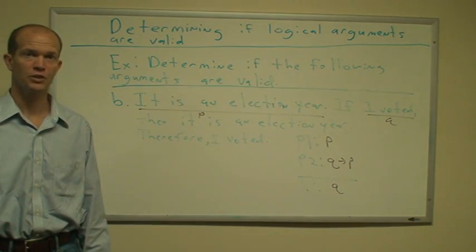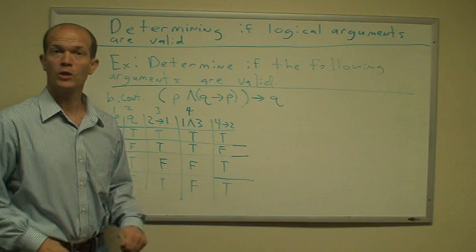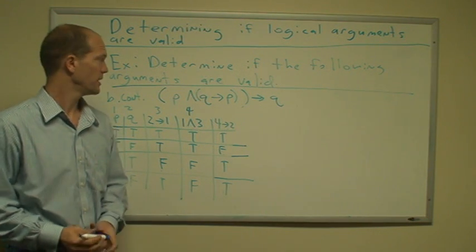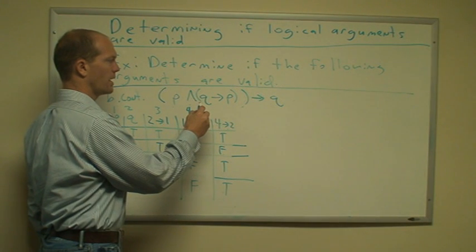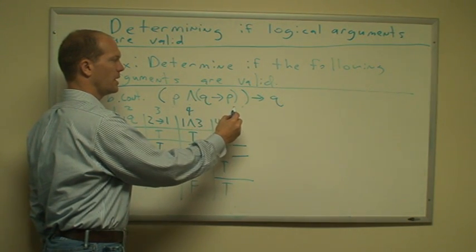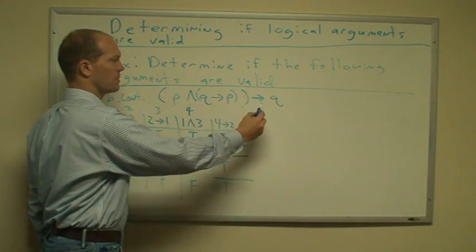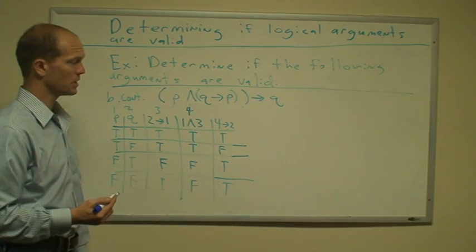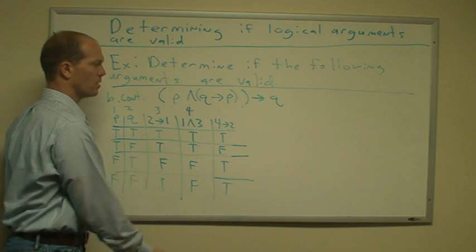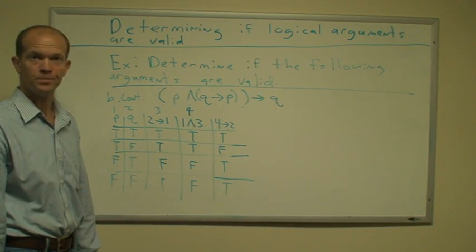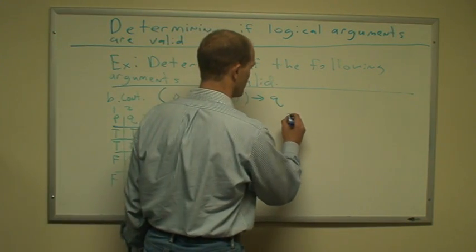Next, we'll determine if this argument is valid. Looking at this example, we're trying to determine if the statement P and the quantity if Q then P, that is, if that entire statement, then Q, is a tautology. Looking at our truth table, we see that the final column is not all true, so the argument is not valid.